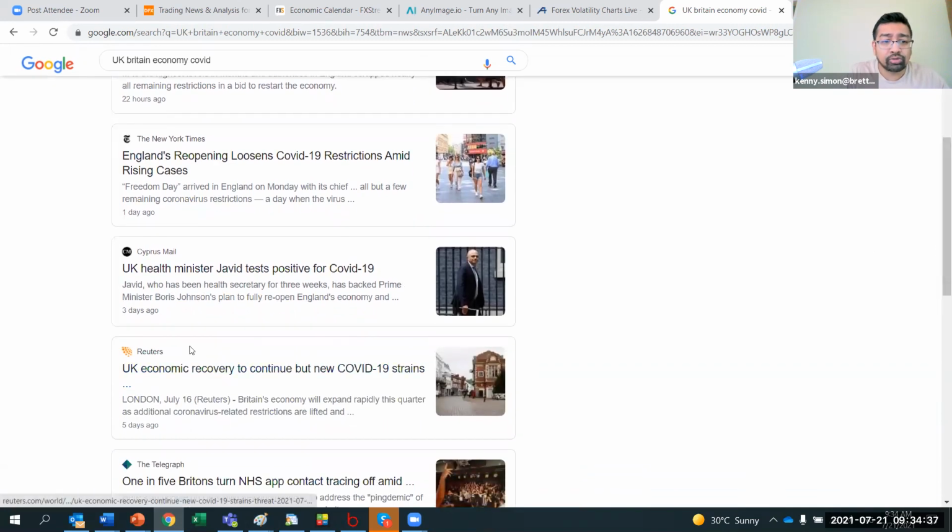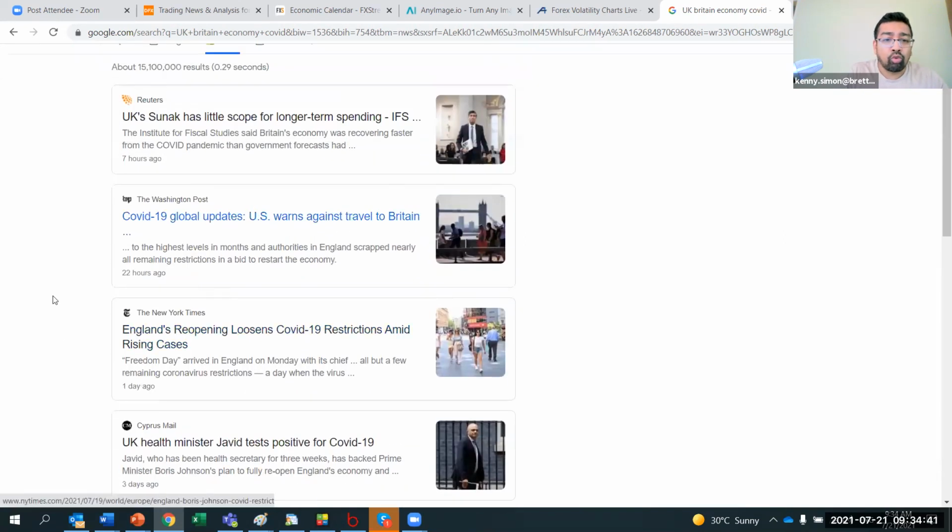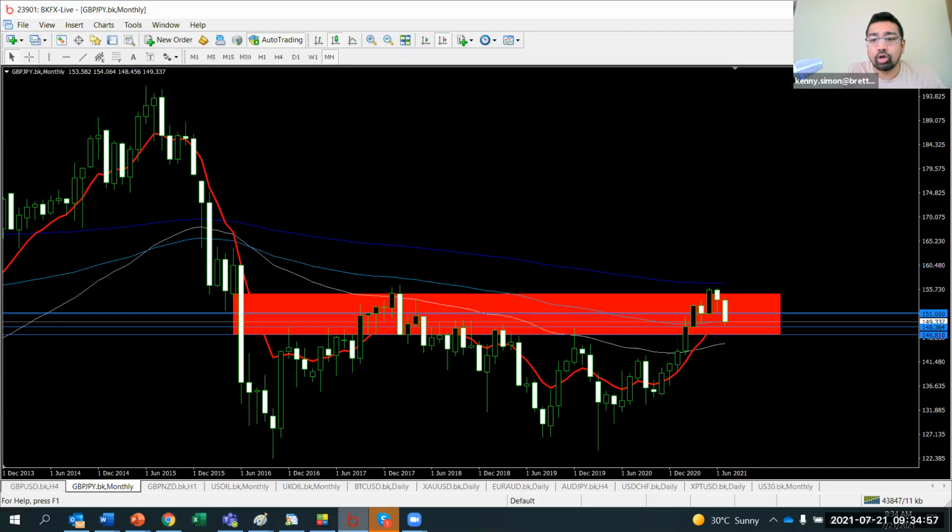Recovery to continue, that was 5 days ago, but then recently, about 3 days ago, all these loosening of things just basically made a turnaround, and things became negative for the UK. So this is what's pulling it down. So there you go. You've got some fundamentals and news right there to actually back up what we will be seeing on the chart right here.